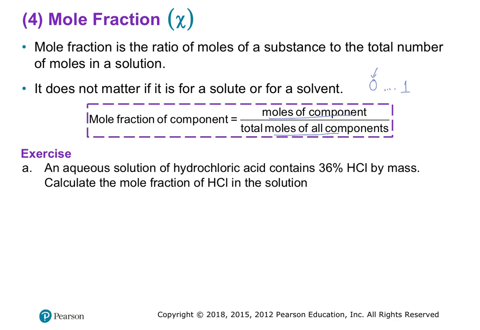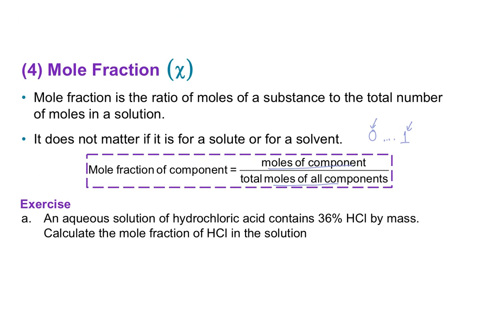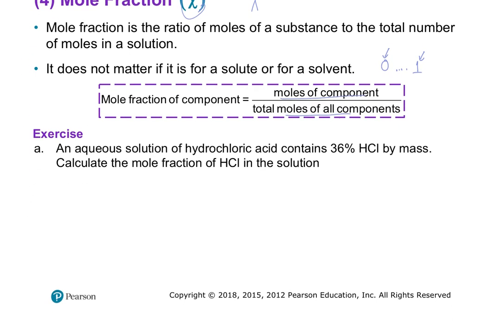0 being if there was no solute or none of that component, and 1 being if there was only that component. So somewhere in the middle. And then also mole fraction is unitless, so we won't write any units for it. The variable for mole fraction is this symbol chi. It's kind of like a fancy X, just FYI.